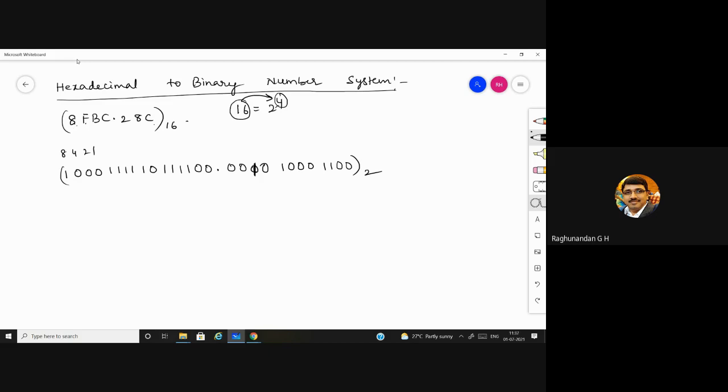There, 4 bits were grouped to make one hexadecimal digit. Here, in place of each hexadecimal digit, you are writing 4 bits. This is the process we have. Okay, try this: ABCDEF to the base 16. And 1AB.EF12 to the base 16.